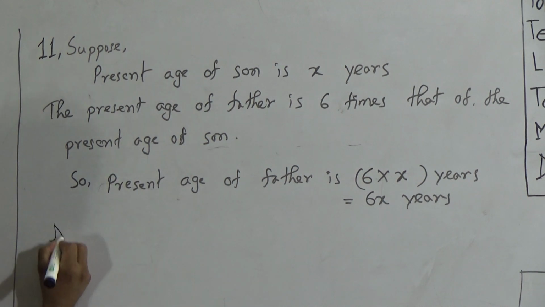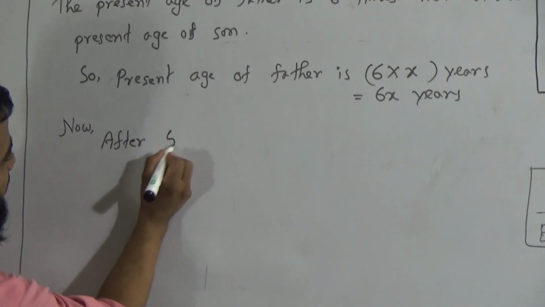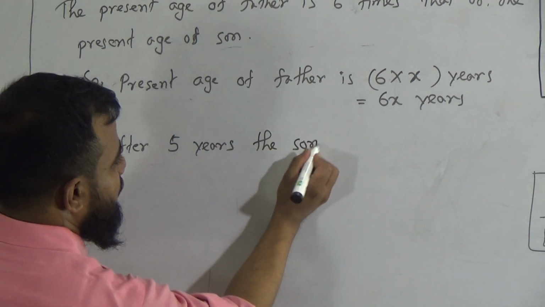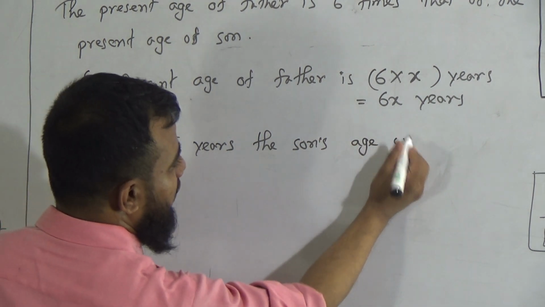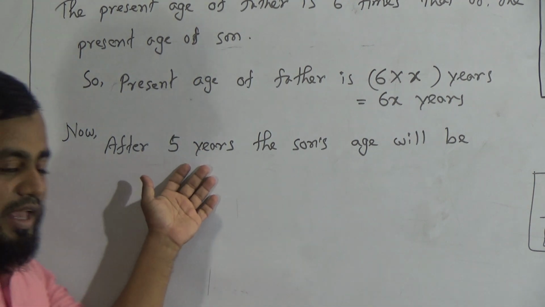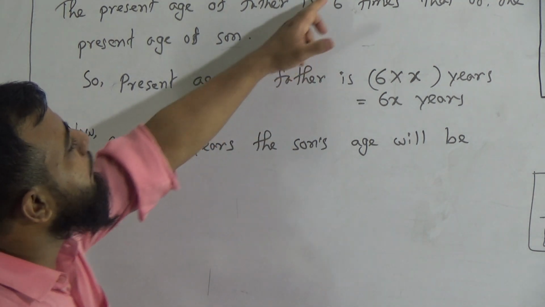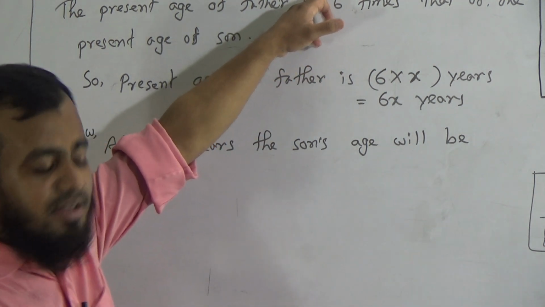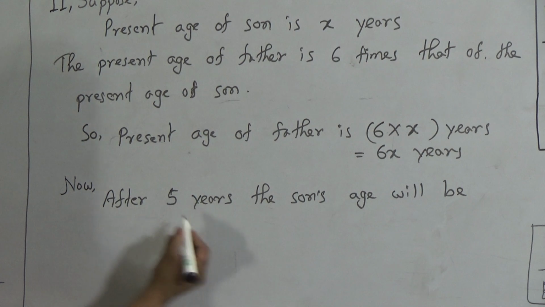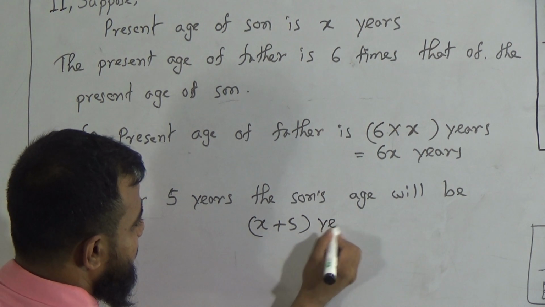Now my dear students, after 5 years the son's age will be, students, notice very carefully, after 5 years the age will be increased. That's why I will add 5 to this x. To the present age we will add 5 to get the son's age after 5 years. After 5 years the son's age will be x plus 5 years.